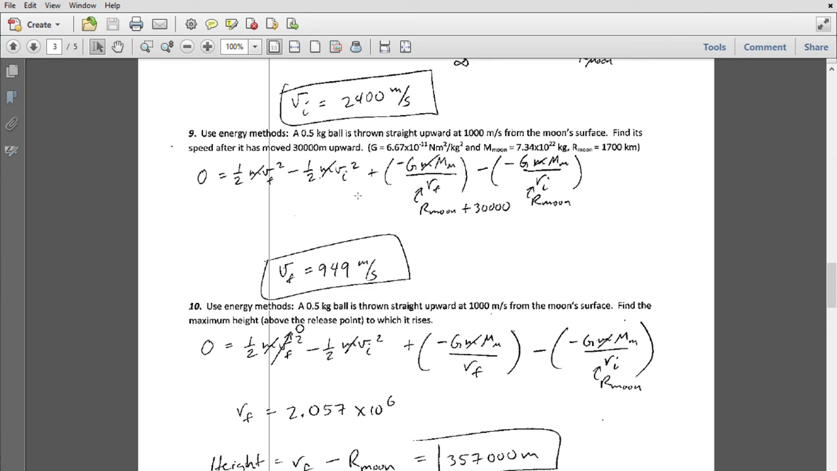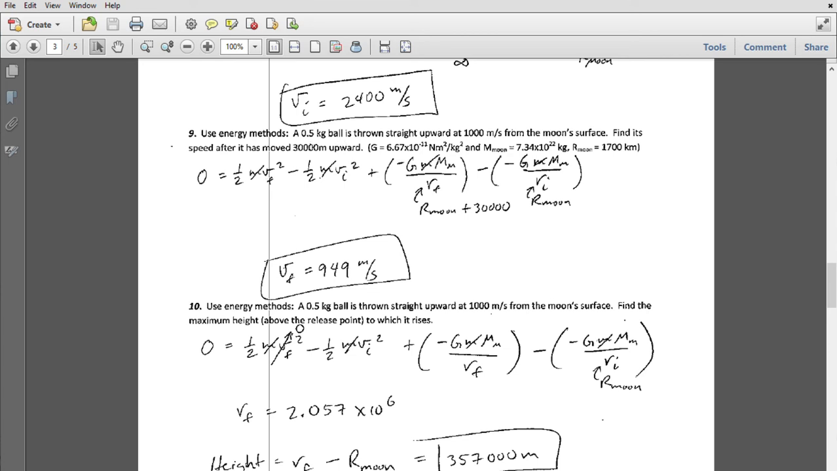A half-kilogram ball is thrown upward at 1,000 meters per second from the moon's surface. Find its speed after it's moved 30,000 meters upward. Same system, no work done by external forces because the only force is internal, and we're going to use this potential energy because it's a conservative force.